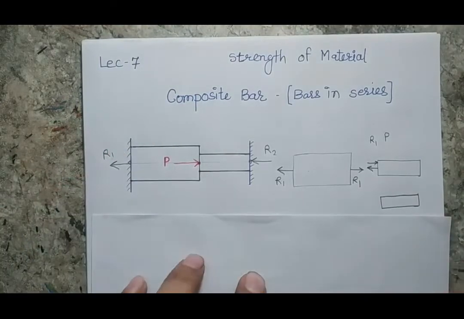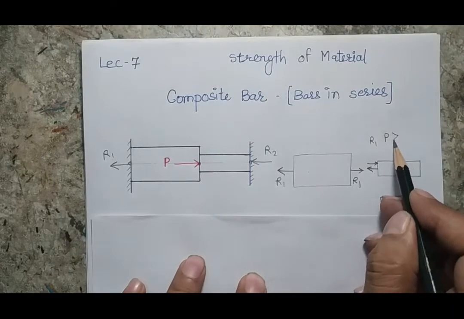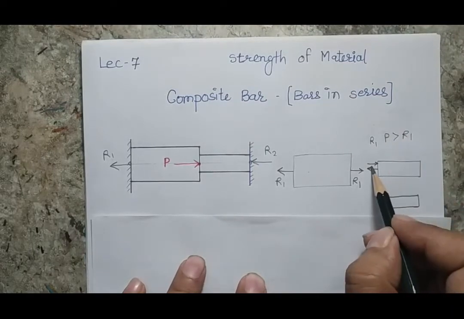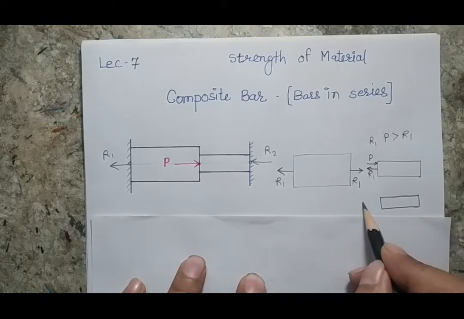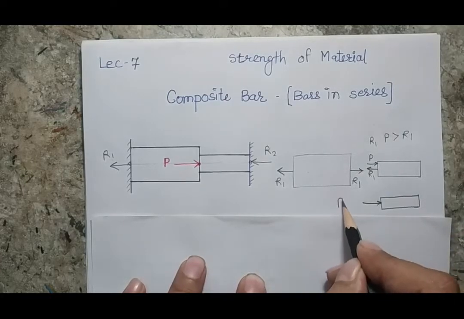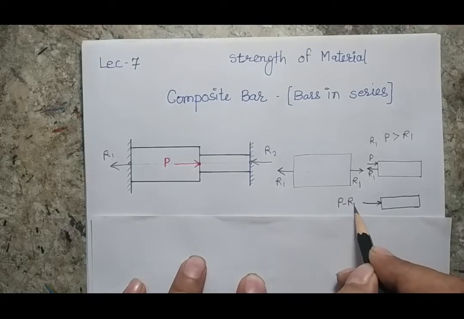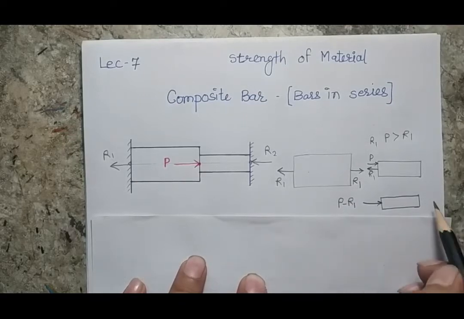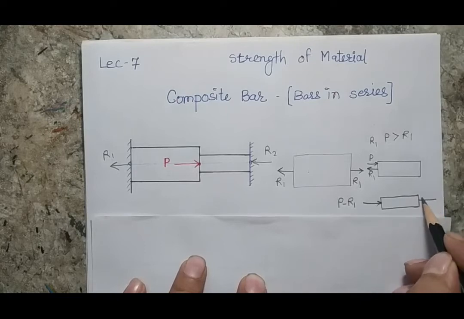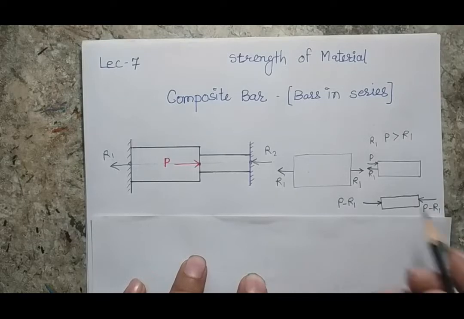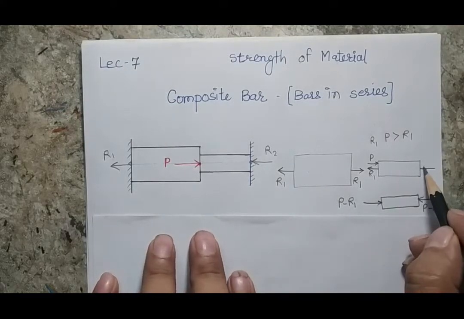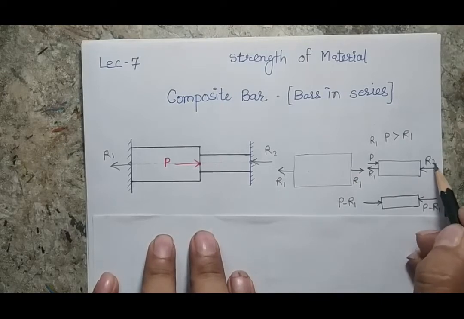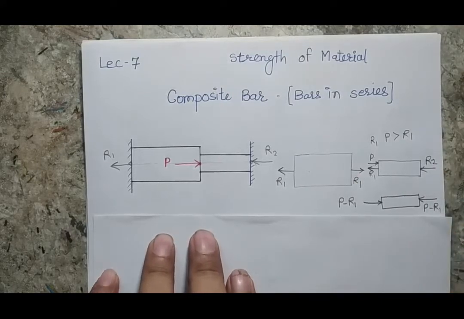It depends on my assumption. Suppose I assume that P is greater than R1. So this is the P force and this is the R1 force. So I can assume that now my net force will be inward and the magnitude of the force will be P minus R1. Similarly, this will be equal and opposite to P minus R1. But I have already assumed a reaction of magnitude R2 here. That means R2 is equal to P minus R1.